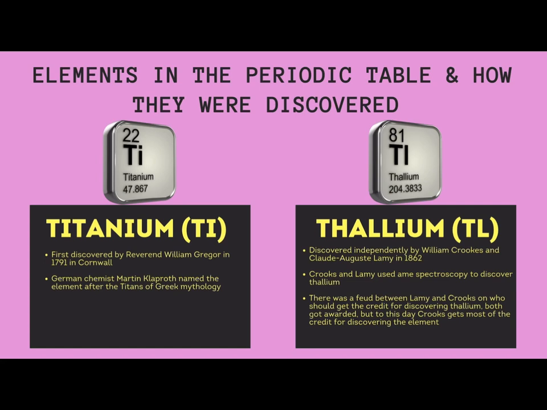Finally, number 5, thallium. It was discovered independently by William Crookes and Claude Auguste Lamy in 1862, both using flame spectroscopy, which is used to determine the composition of minerals and chemical products. William Crookes used this method to make spectroscopic determinations for tellurium on selenium compounds, and soon he noticed a bright green light in the spectra of the sample of selenium, and concluded that a new element was present.